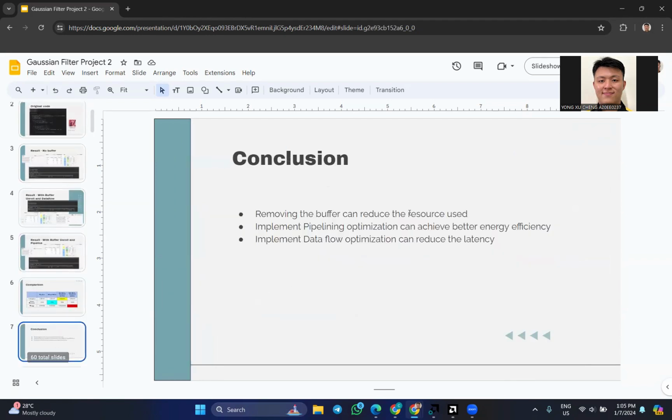So here are the conclusions. Removing the buffer can definitely reduce the total resource use. Implementing the pipelining optimization can give better energy efficiency, and implementing the data flow can reduce the latency.